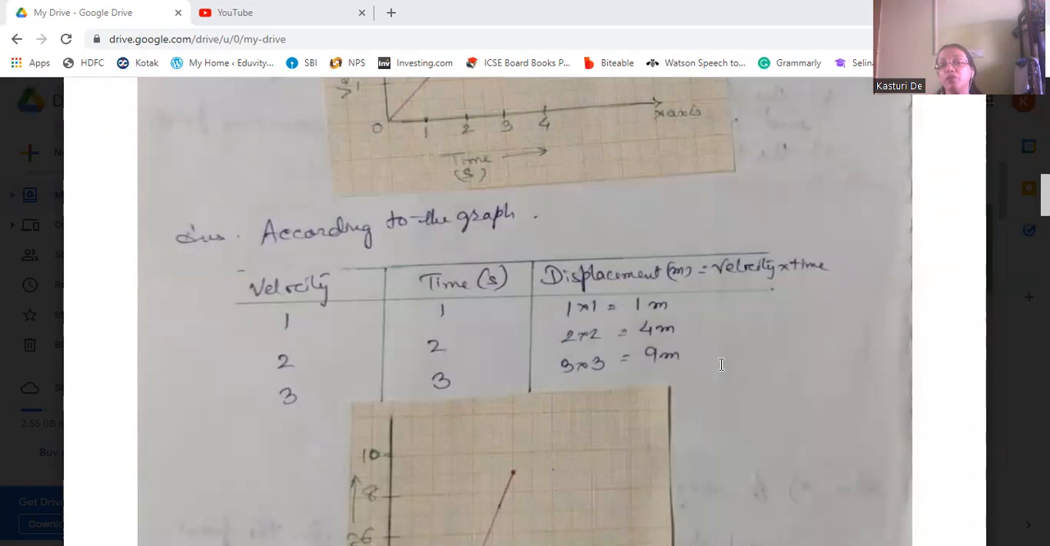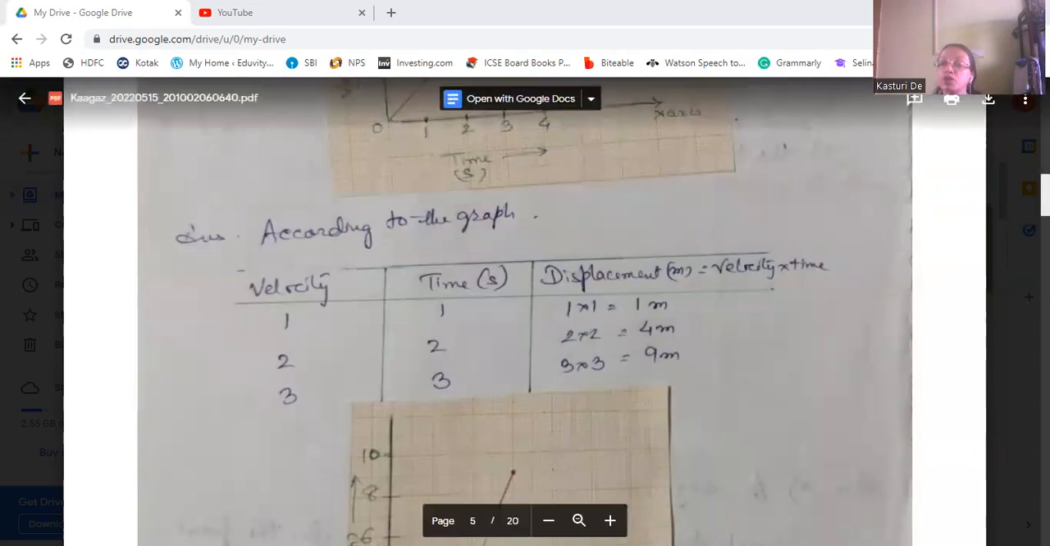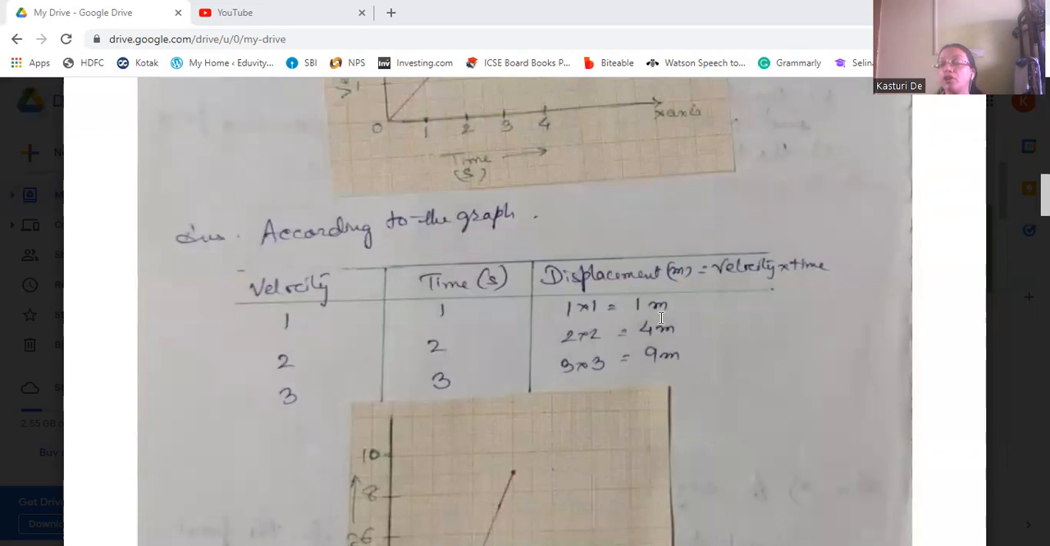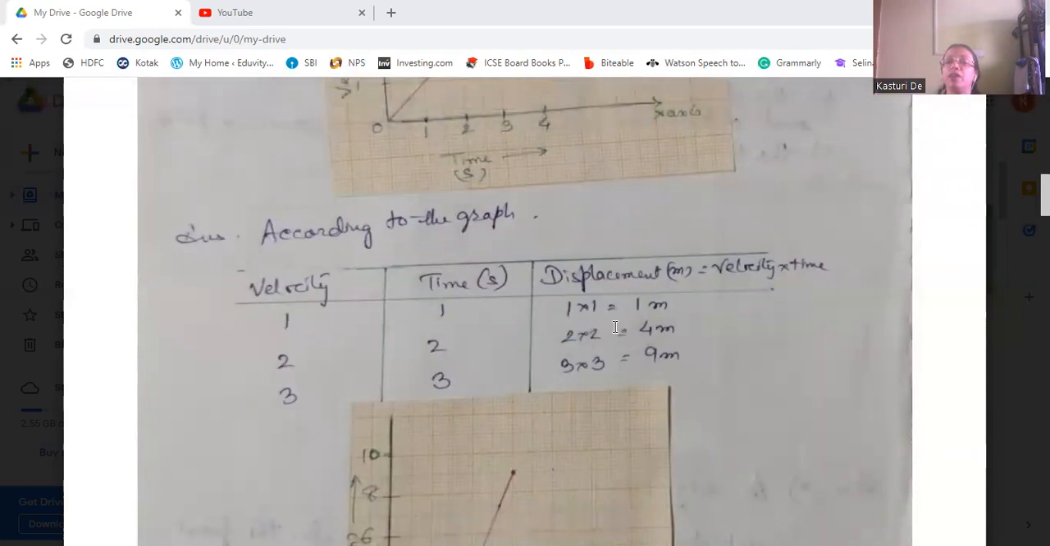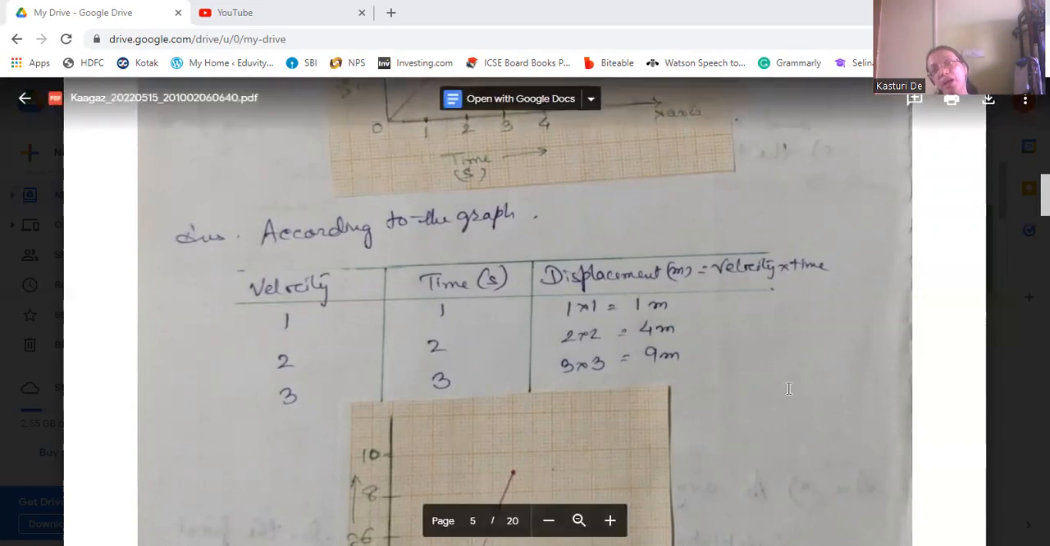By the displacement here, it will be velocity into time. So that means what? When it is 1 second, the displacement will be 1 into 1, that will be equal to 1 meter displacement. Then when it is 2 seconds, the displacement will be 4 meters. When it's 3 seconds, displacement will be 9 meters.